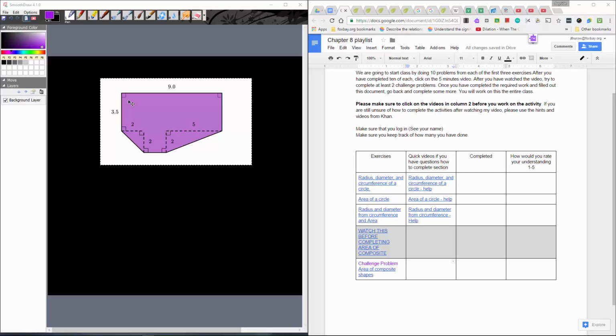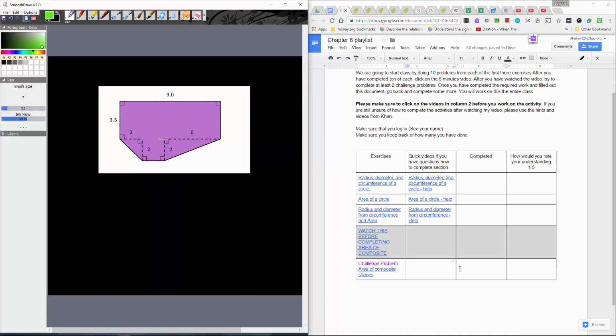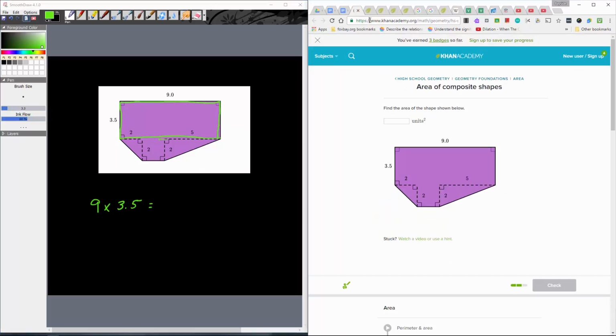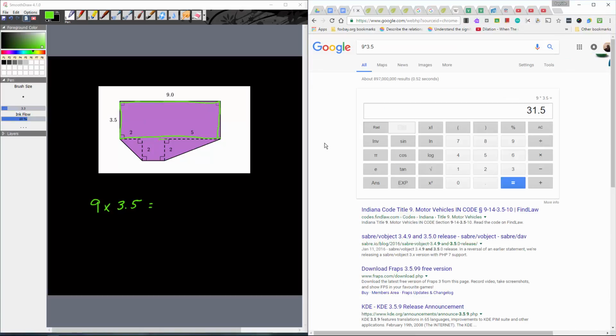So the first thing we're going to do is break this shape up into different shapes. And the first thing I'm going to do is look at this and say, you know what? I know for a fact this rectangle, super easy right here. I could absolutely do that. And what I'll do for that is I'll just take 9 times 3.5. I might not know what that is offhand, and that's okay. I'm going to do 9 times 3.5 on a calculator. Totally fine to do. And I'm going to get 31.5.